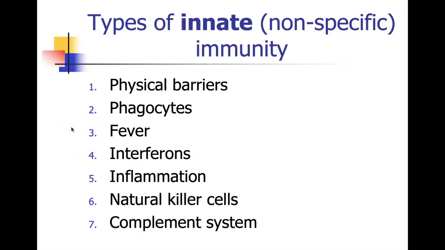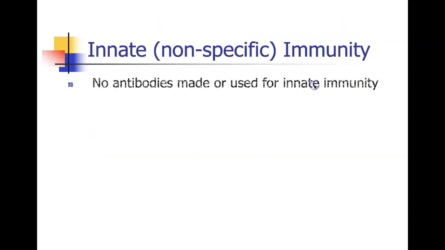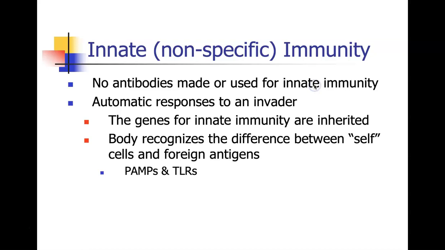So the types of innate or non-specific immunity include physical barriers, phagocytes, fever, interferons, inflammation, natural killer cells, and complement system, and we'll talk about all of these today. So these are all members of your innate immunity, your innate immune system, which is non-specific. Okay? This is not antibodies, so we'll talk about antibodies later on, but the innate immune system is not about antibodies. It's an automatic response to any invader. Okay, so the genes for innate immunity are inherited, and this allows the body to recognize the difference between self cells and foreign antigens.